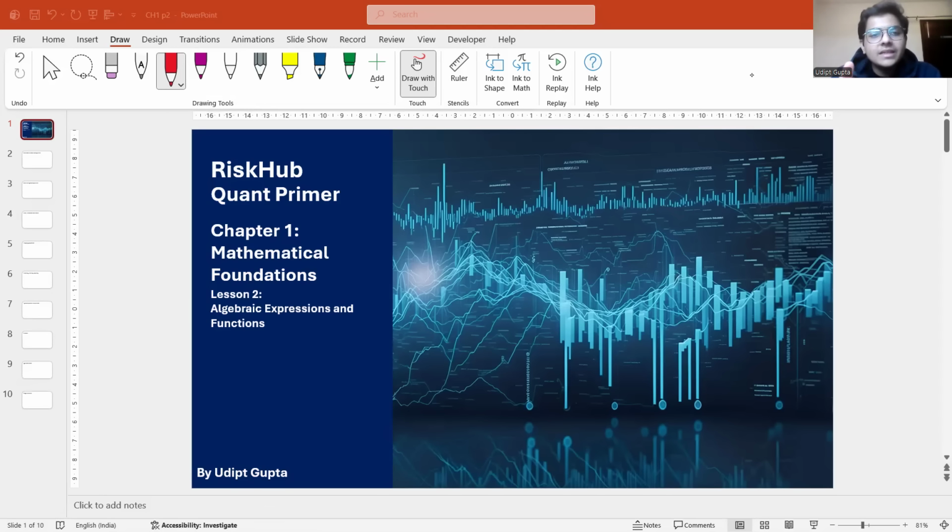And today in the Mathematical Foundations, chapter 1 of lesson 2, we'll be learning about algebraic expressions and functions. What they actually are, what is their use in the field of finance, and how many times are you actually going to see them in the quant finance world, and why they are the actual base that everything builds upon. All the functions, all the algebraic expressions, all the equations, how do they come into play when you're talking about real world finance?